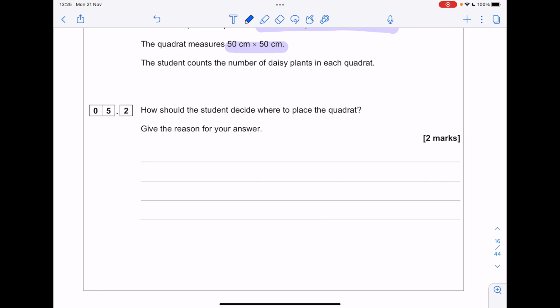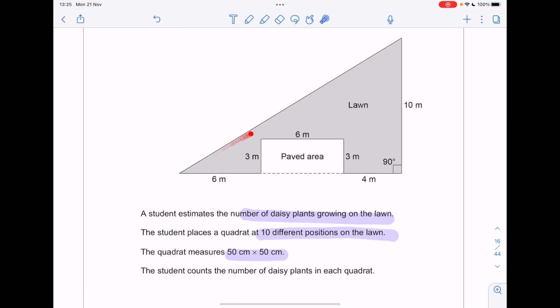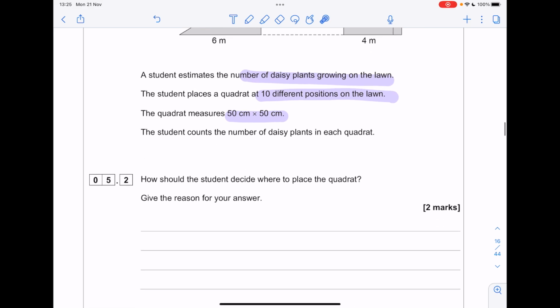Remember, placing quadrats is all about placing them randomly in order to avoid bias. So how can we do that? The best way is to create a grid system with coordinates and use a random number generator to help you place that quadrat.